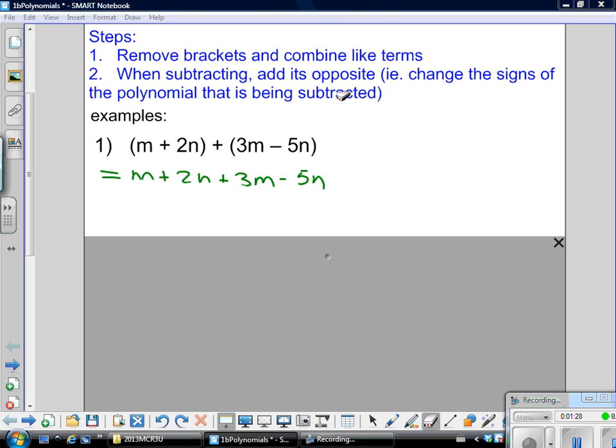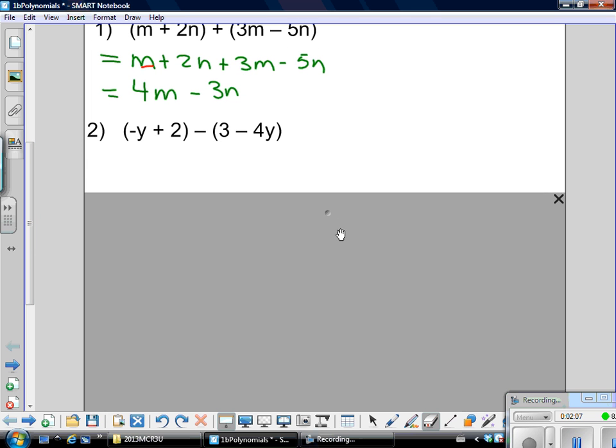Now we combine like terms. Remember, a like term is a term that has the same variable, in other words, the same letter, raised to the same power. You can see we have two variables here: m and n. So I'm going to underline our m's. We have 1m plus 3m, so that is going to be 4m. And then we have a 2n minus a 5n, so we end up with minus 3n. Okay, pretty simple. Next one, almost the same idea, except this time we are subtracting.